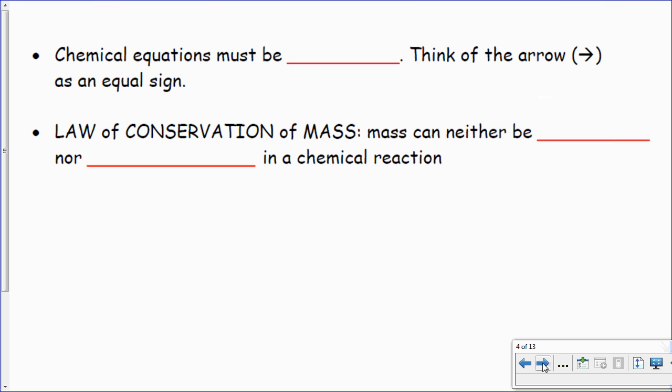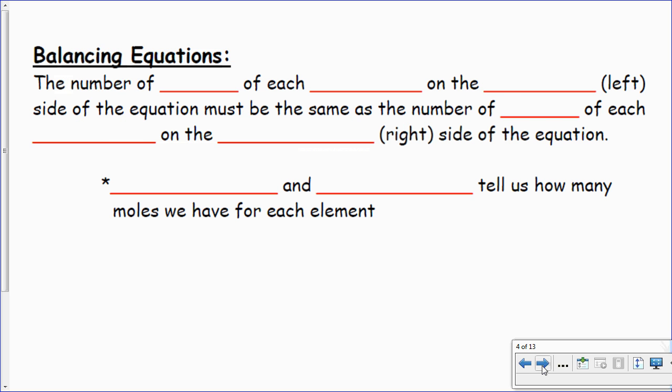We'll get there eventually. Chemical equations must be balanced. Think of that arrow as like an equal sign. The law of conservation of mass says that mass cannot be created or destroyed. It can only be rearranged. Balancing equations means the number of moles of atoms on the left, the reactants, has to be equal to the number of moles of atoms on the right. That's really it. Before and after, everything has to match up.